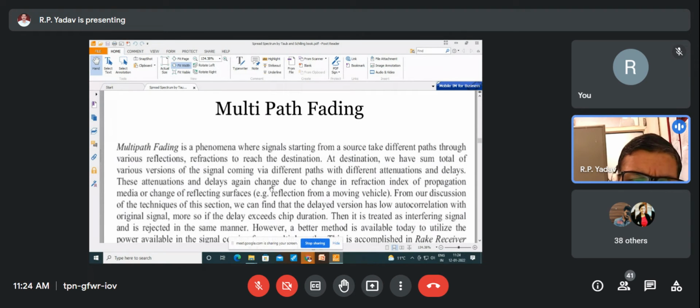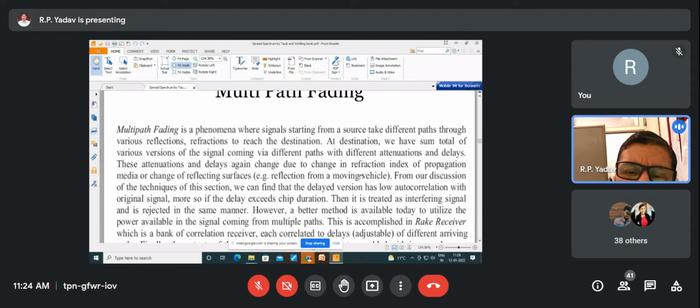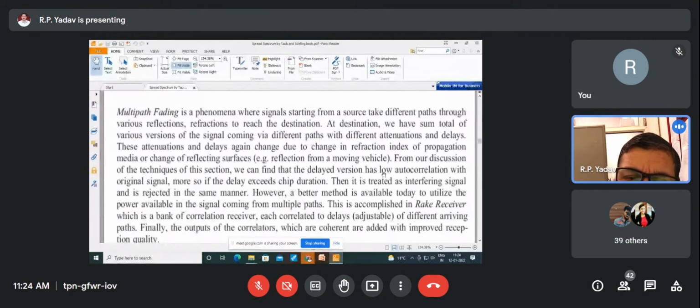These attenuations and delays again change due to change in refraction index of the propagation media and change of reflecting surface. So these also add up. Reflection from a moving vehicle. From our discussion of the techniques in this section, we can find that the delayed version has low autocorrelation with the original signal. Okay, understand? Autocorrelation, very well.